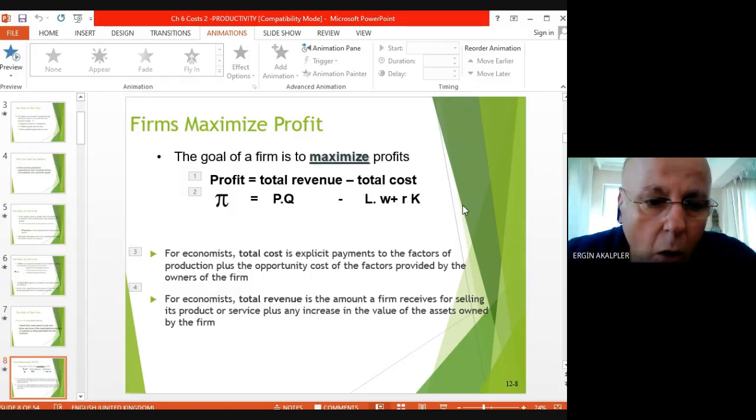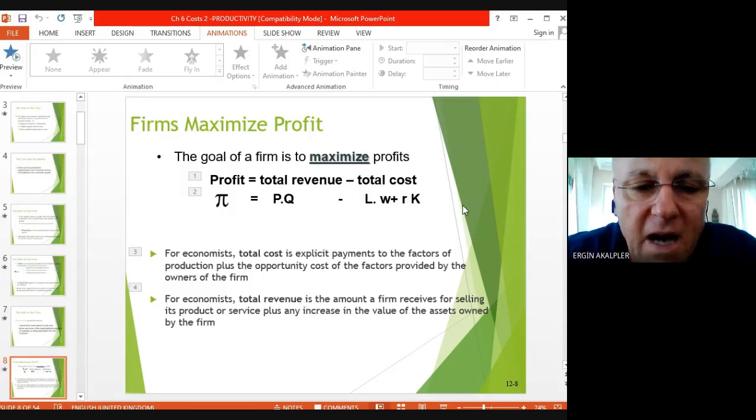For economists, total cost is explicit payments to the factors of production plus the opportunity cost of the factors provided by the owner of the firm. For the economist, total revenue is the amount the firm receives for selling its product or services, plus any increase in the value of the assets owned by the firm. Due to this, the difference gives the firm the space for enlarging and increasing its production and the market as much as possible.